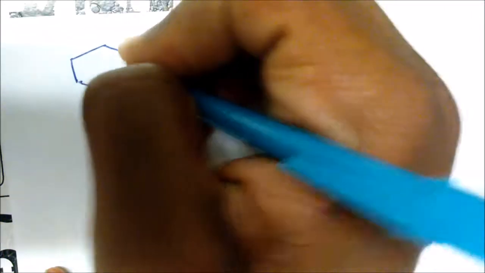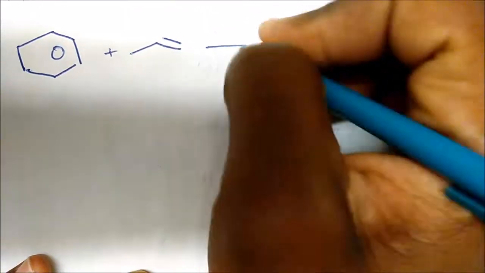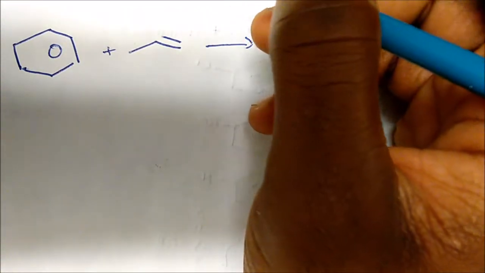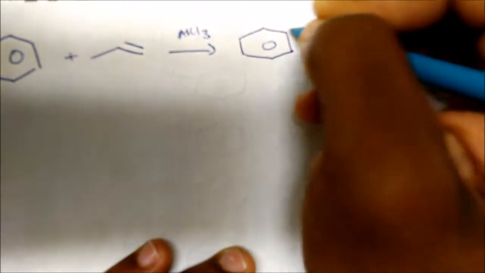So now what if I take benzene and I react it with propylene, and some sort of Lewis acid? I will get cumene again. Okay, I'll get cumene.